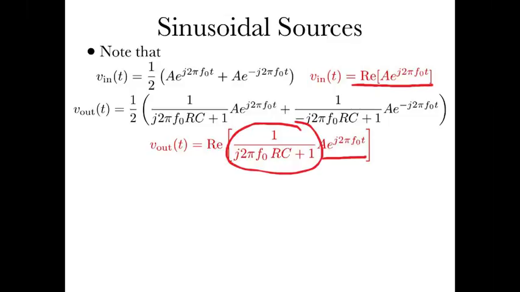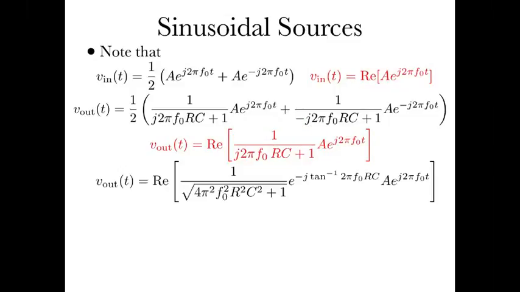Well, how do you find this real part? Mathematically, we have a situation where we have something in Cartesian form and something in polar form. And we need to figure out that real part the easiest possible way. And the answer is to convert the Cartesian form to polar form. So that's what I've done.